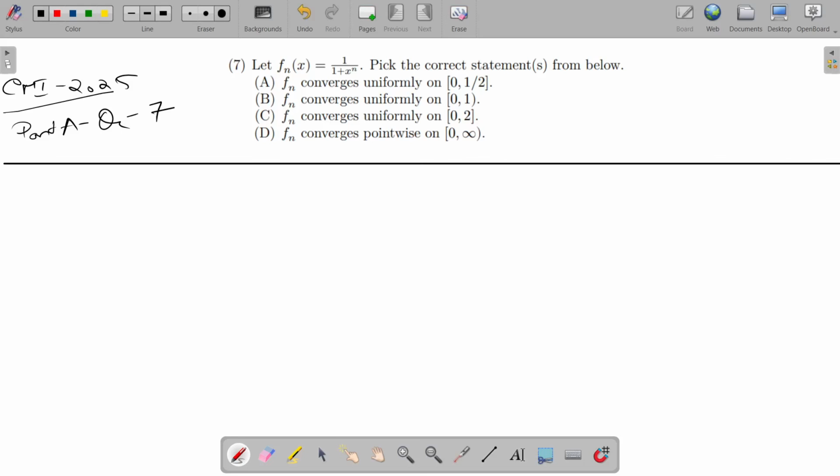Hi guys. Today we'll be trying to solve this. This is from part A. This is question number 7. It's a question on sequence of functions. It's a pretty nice question.